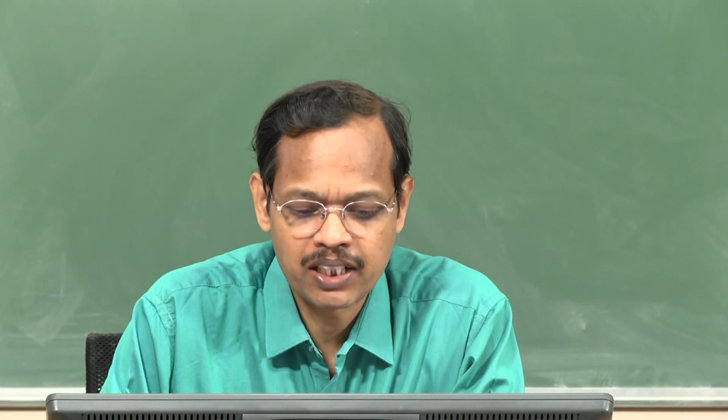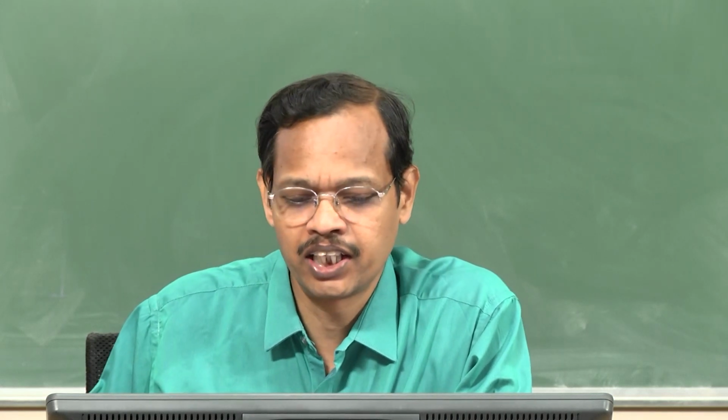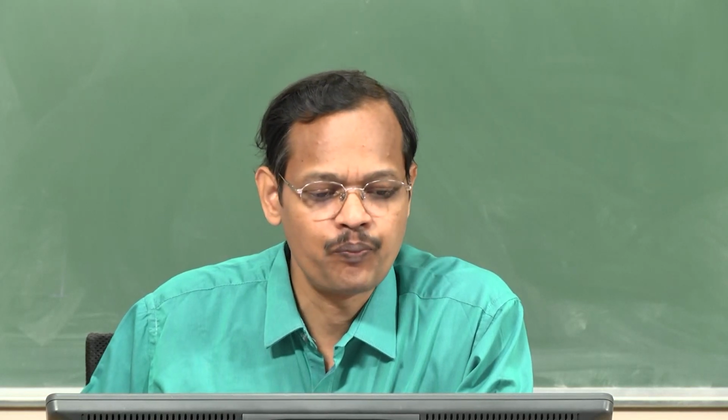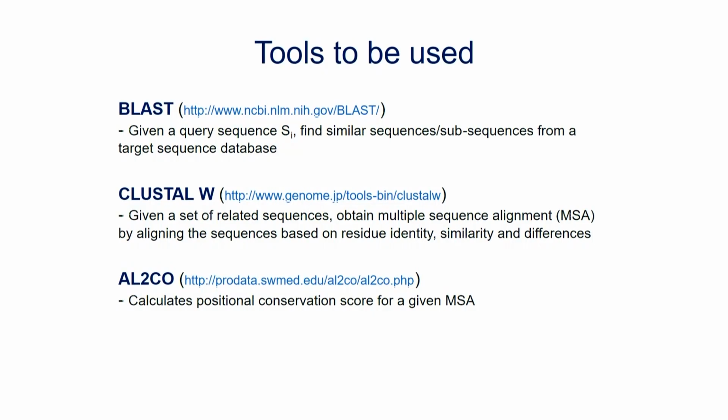Demonstration on BLAST, ClustalW and AL2CO. In this demo, we explain 3 tools such as BLAST, ClustalW and AL2CO to obtain similar sequences, multiple sequence alignment as well as the conservation score. So, BLAST is used to get the similar sequences and ClustalW is used to obtain the multiple sequence alignment, and AL2CO we can use to get the conservation score.